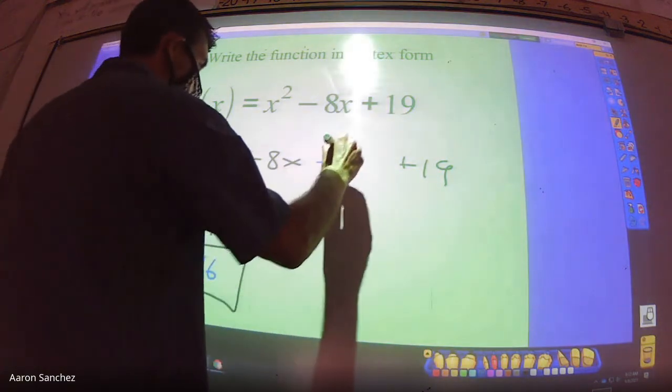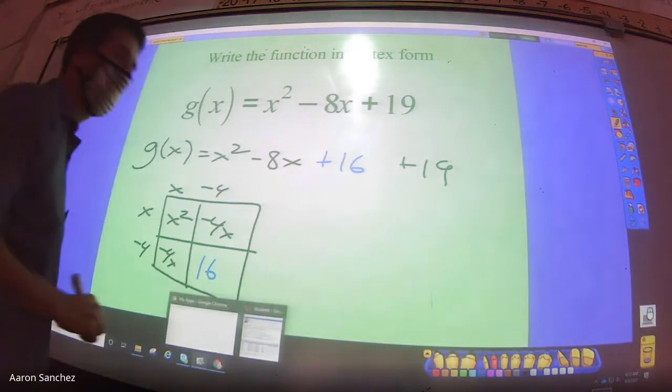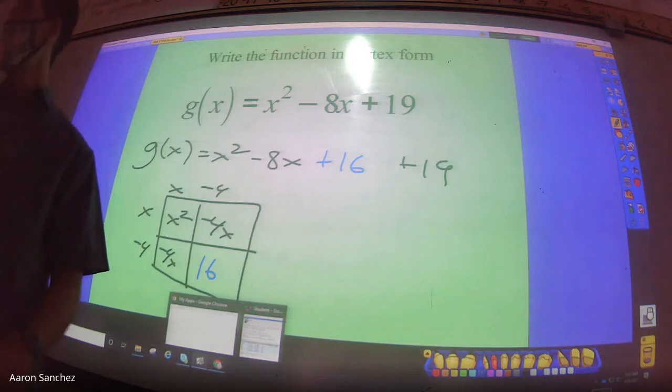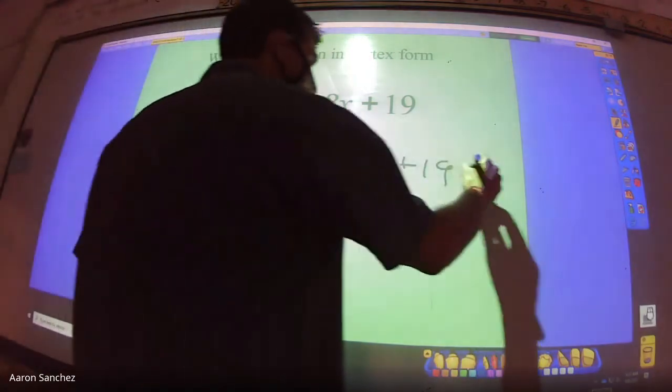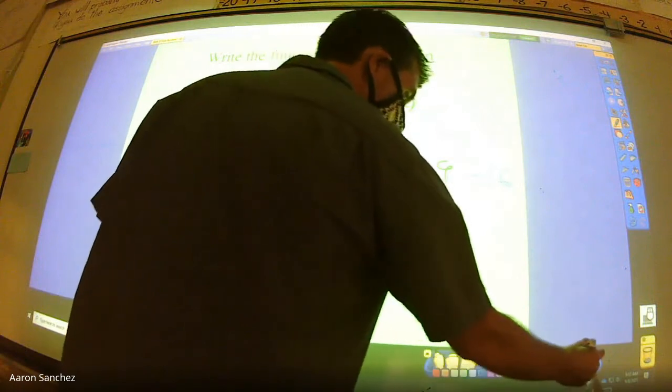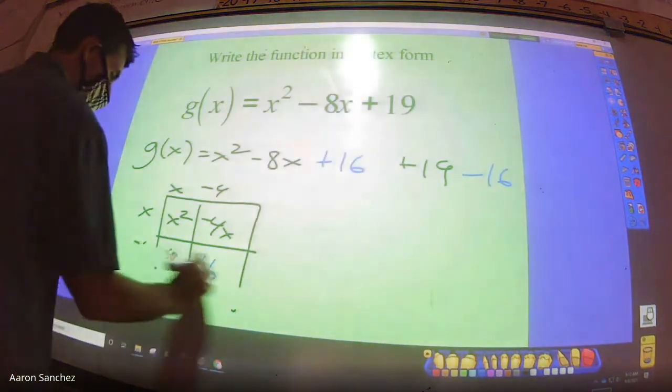So I add 16, and then I can't just frivolously add 16 to it, right? I'm being irresponsible. What do I need to do? Subtract 16. There, we did all our work. Pretty easy. Let me erase this. I don't need this anymore.